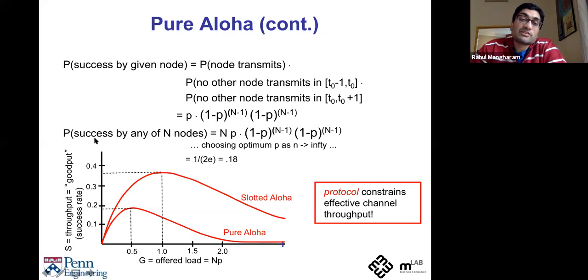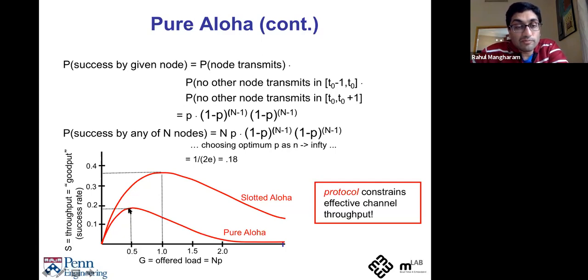So if we have n nodes in the network, then I can resolve this into n times p times 1 minus p to the power of n minus 1, and this is saying the probability that any of the nodes succeeds. But now if I want to see that as n, the number of nodes in the network, keeps increasing and goes towards infinity, then this goes to the limit, and we get 1 divided by e, and that's 18%. Okay, so I'm jumping a little hoop over here, but essentially we are able to derive the probability at the limit of having a very large number of nodes.